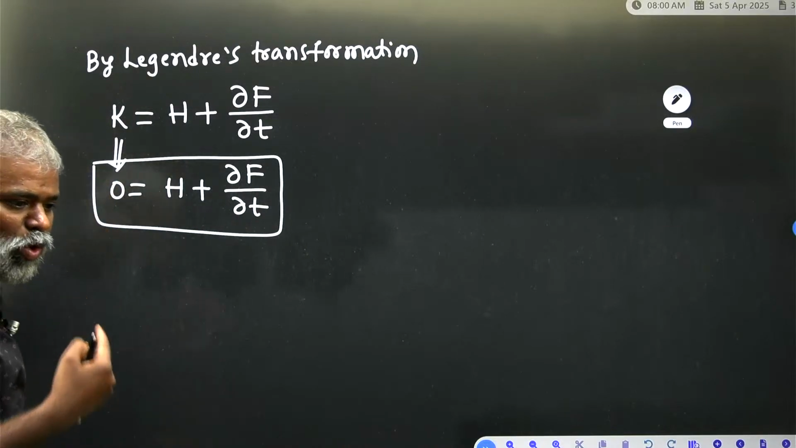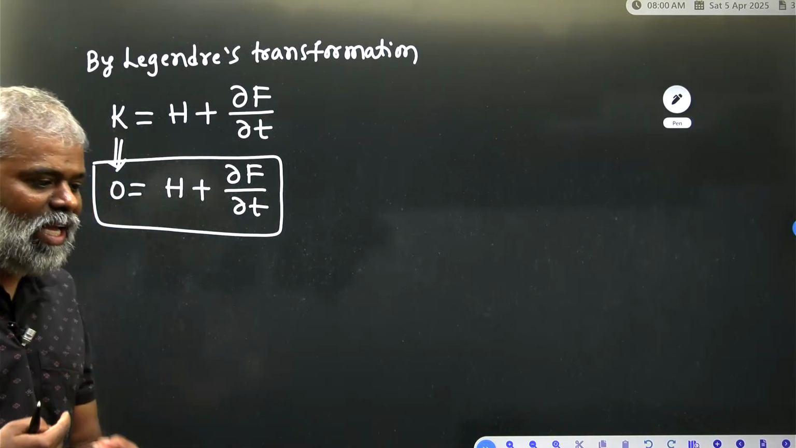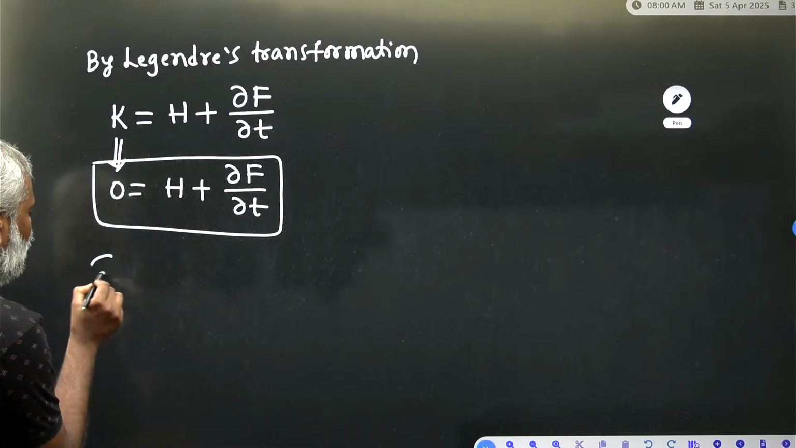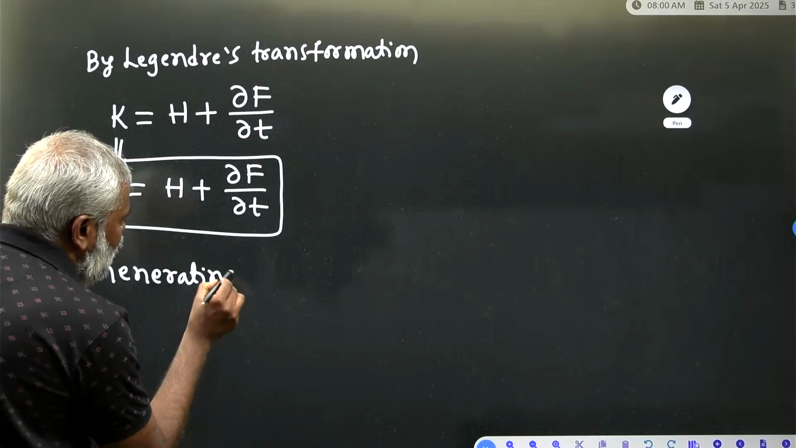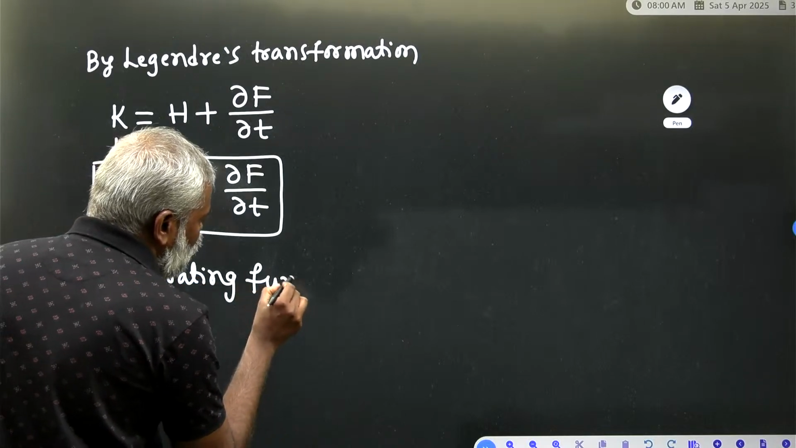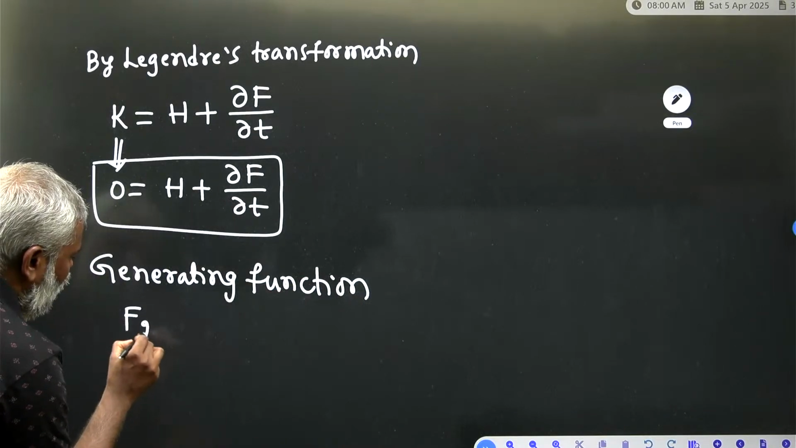Clear? You know that F we consider as a generating function. Which generating function do we consider? Generating function 2. Why do we consider this generating function?